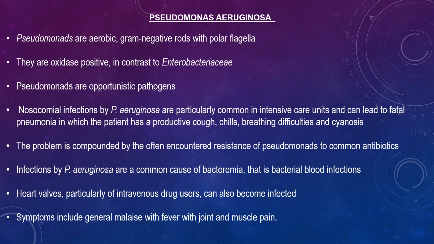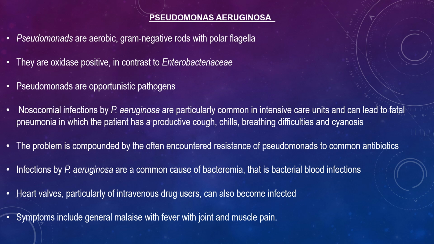Pseudomonas are opportunistic pathogens. Nosocomial infections by P. aeruginosa are particularly common in intensive care units and can lead to fatal pneumonia, in which the patient has a productive cough, chills, breathing difficulties, and cyanosis. The problem is compounded by the often encountered resistance of Pseudomonas to common antibiotics. Moreover, the slime layer produced over the surface of these organisms has an antiphagocytic effect, making control by the immune system's phagocytes difficult, yet they stick readily to other cells. They also produce tissue-damaging toxins.